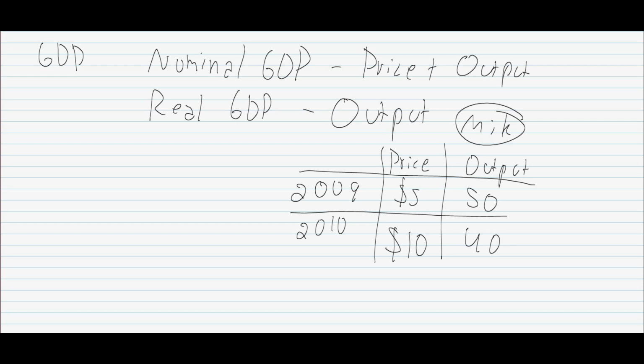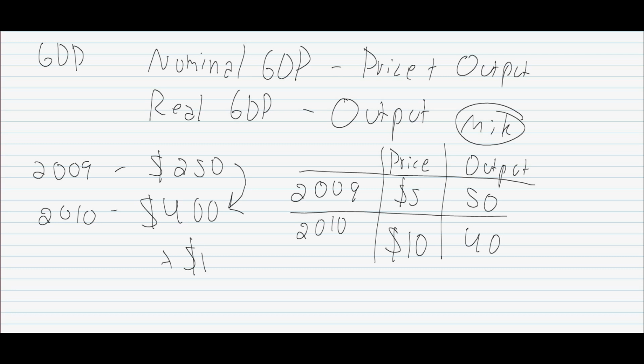To get the GDP for 2009 based on milk, we multiply the price times the output. 5 times 50 is 250. So in 2009, the nominal GDP was 250, because nominal is price and output. In 2010, you multiply the price and the output, 10 times 40, and you get 400. So look at that. That looks impressive, right? Our nominal GDP increased by 150.